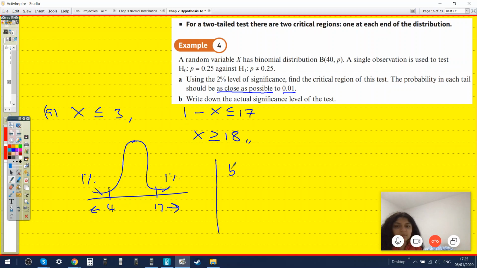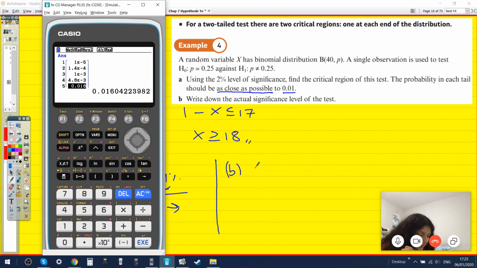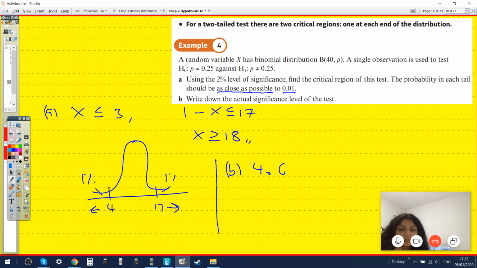And part B, write down the actual significance of the test. Oh, that's just the value that you get. So would you write two values? Yep. So the first one, which is less than or equal to 3, is 4.7 times 10 to the minus 3. Let's do this to 5 sig fig. 4.69568. I'll just do it to more. 4.69568 times 10 to the minus 3.